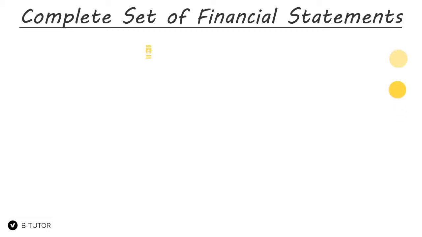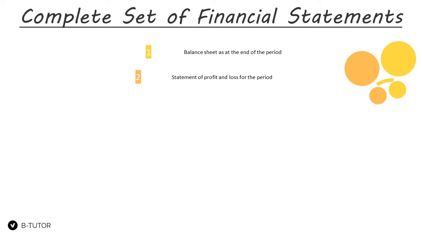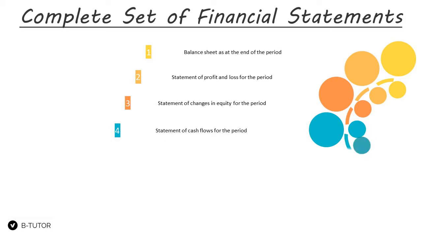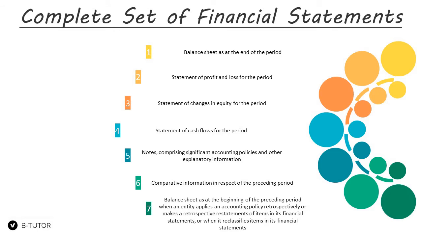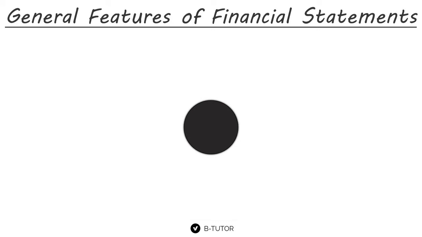It must include a balance sheet for the period, a statement of profit and loss for the period, a statement of changes in equity, a statement of cash flows, notes comprising significant accounting policies and other explanatory information, then comparative information in respect of preceding period, and a balance sheet as at the beginning of the preceding period only when an entity applies an accounting policy retrospectively or makes a retrospective restatement of items or when it reclassifies items in its financial statements.